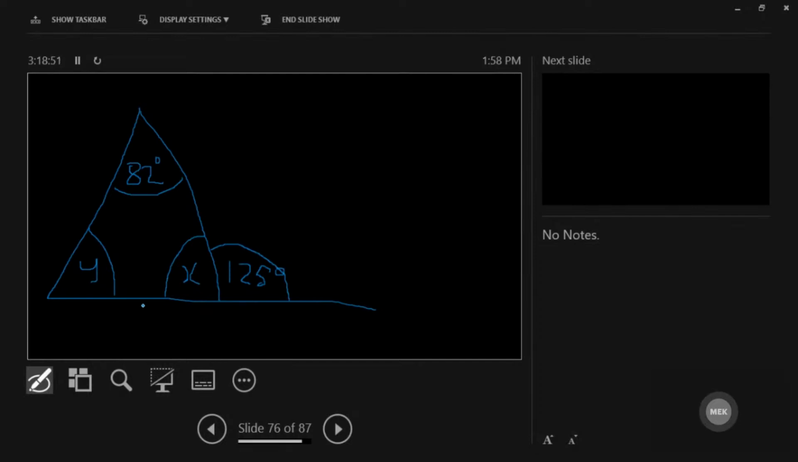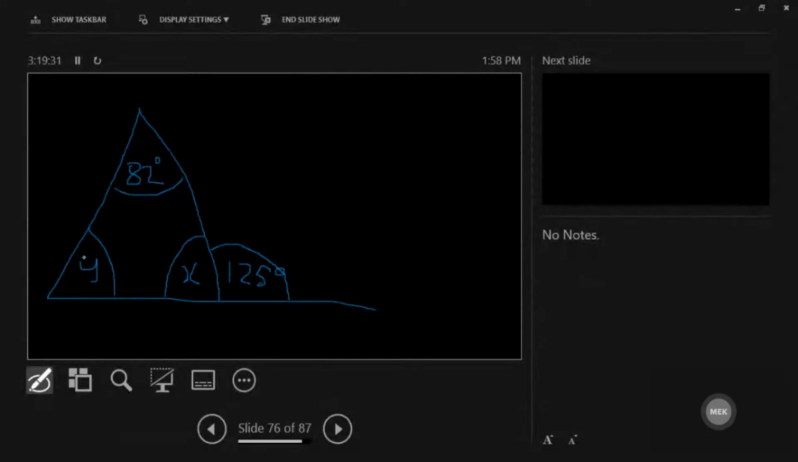Take the 125 from the full 180. These angles must add up to 180. They're on a straight line. And we would get this. Or we could use the rule about the exterior angle. In a triangle that's set up like this, where you have an exterior angle, so this angle on the outside, this angle is equal to the sum of these two interior opposite angles. So the exterior angle is equal to the sum of the opposite interior angles, these two.